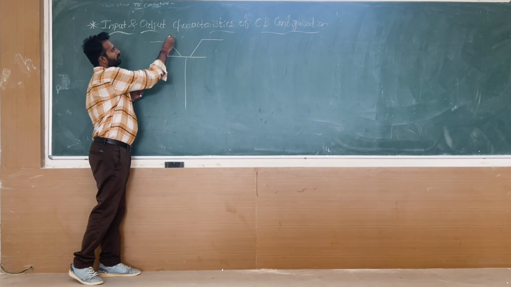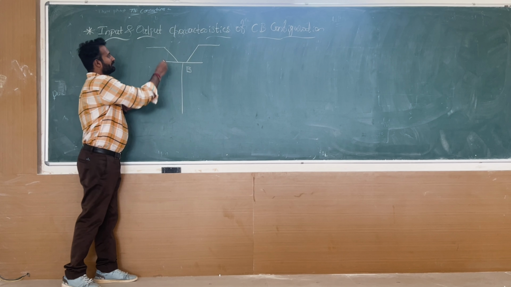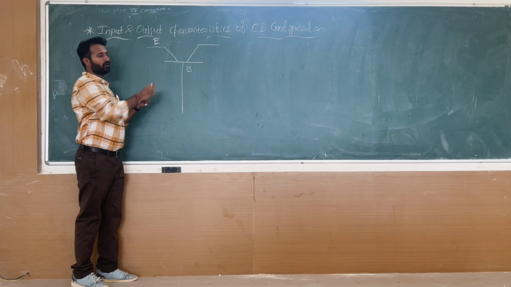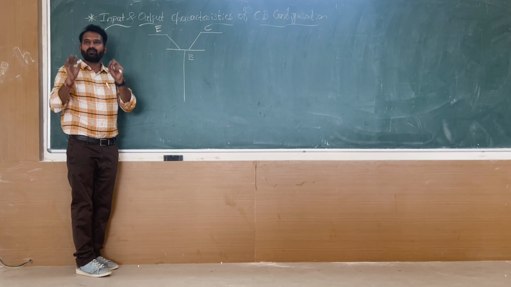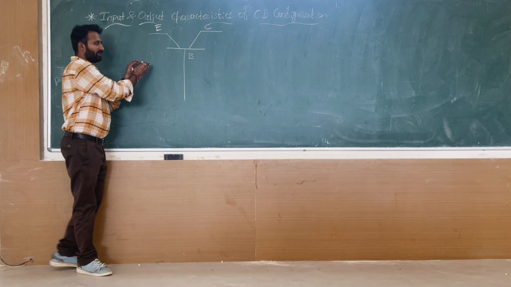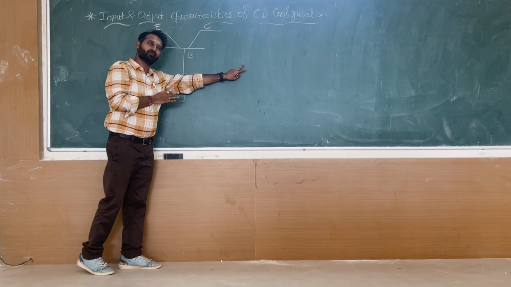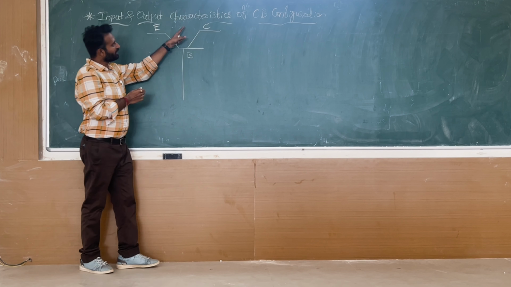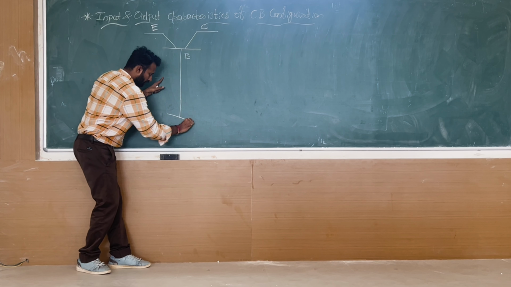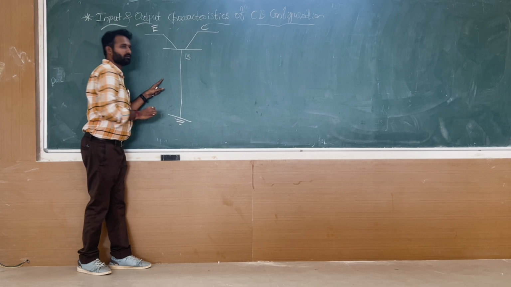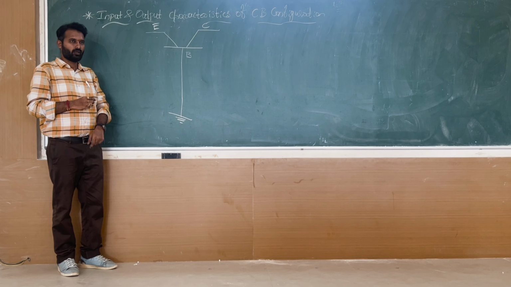And I am telling that common base. So consider this as base, consider this as emitter, and consider this as collector. Keep in mind, always your input will be at the left side of your diagram and output will be at the right side of your diagram. I am telling that common base, so base is grounded. First you do this. This is the basic step.